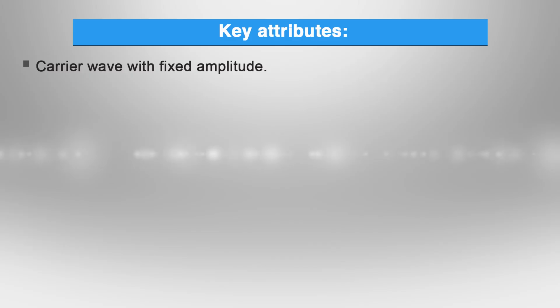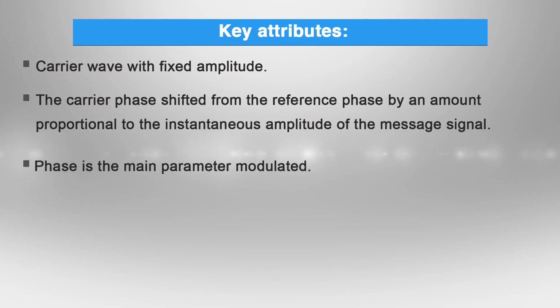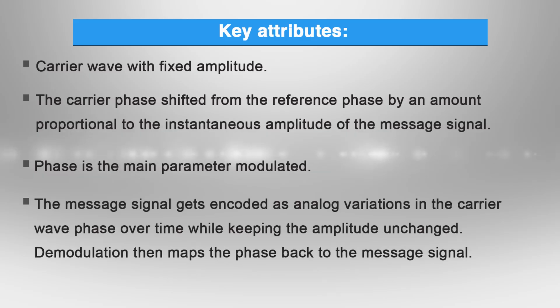Some key attributes are: it is a carrier wave with fixed amplitude. The carrier phase is shifted from the reference phase by an amount proportional to the instantaneous amplitude of the message signal. The phase is the main parameter which is modulated. The message signal gets encoded as analog variation in the carrier wave phase over time while keeping the amplitude unchanged. Demodulation then maps the phase back to the message signal.